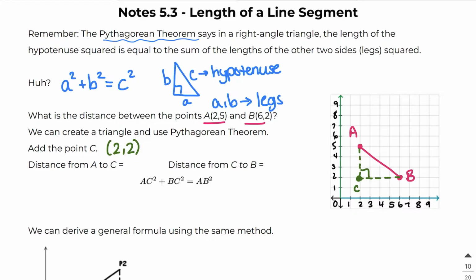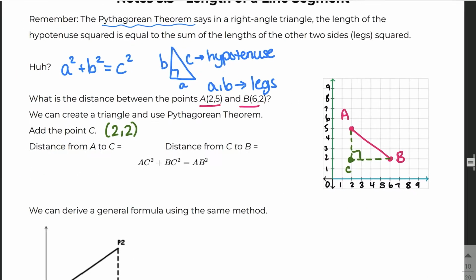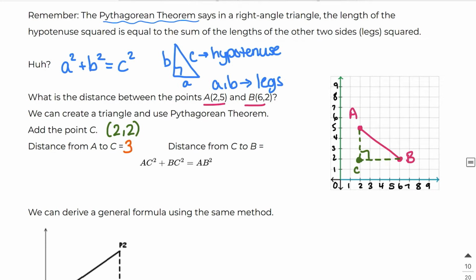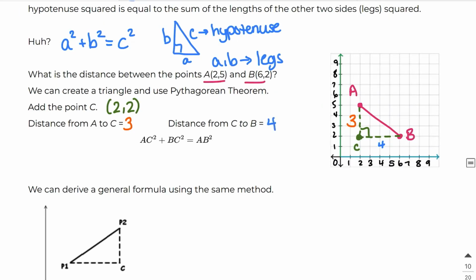So the next thing I need to do is find the distance from A to C. So I want to know how big it is from A to C. When I zoom in on this, I can see it went down by 3. So the distance from A to C is 3. And then I also want to know the distance from C to B. If I zoom in on this right here from C to B, this went over by 4. So the distance from C to B is 4.